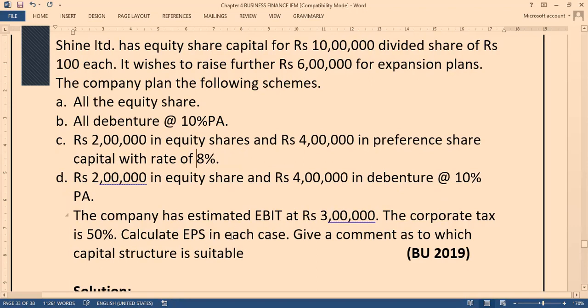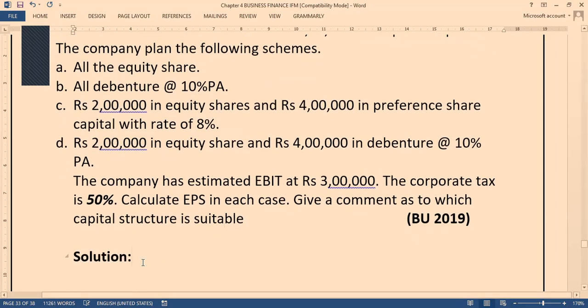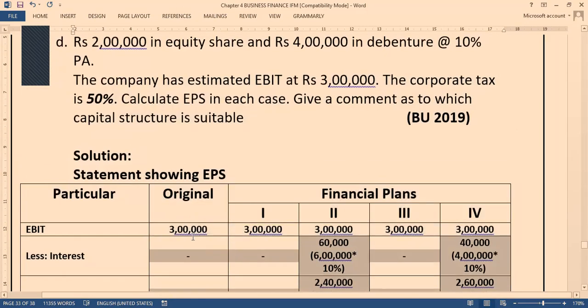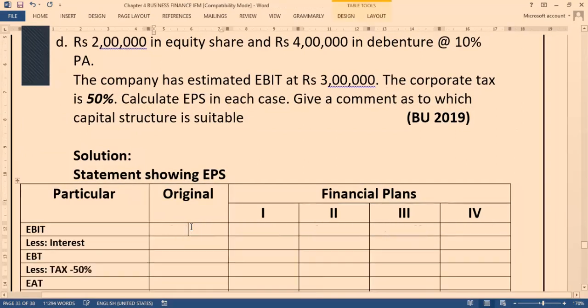And they're giving information about the EBIT as 3 lakh. They clearly mentioned that corporate tax is currently 50%. That information is also given. Now, with the help of this information, we have to calculate EPS and comment on which is suitable to take for financial decisions. As in the previous class, we were discussing the EBIT. I hope you have understood that format. You can take down this format. This format is more important. If you don't understand this format, it will become difficult for you to solve the problem.